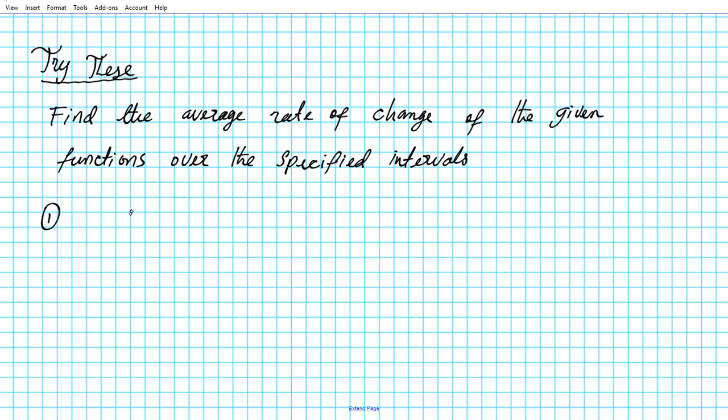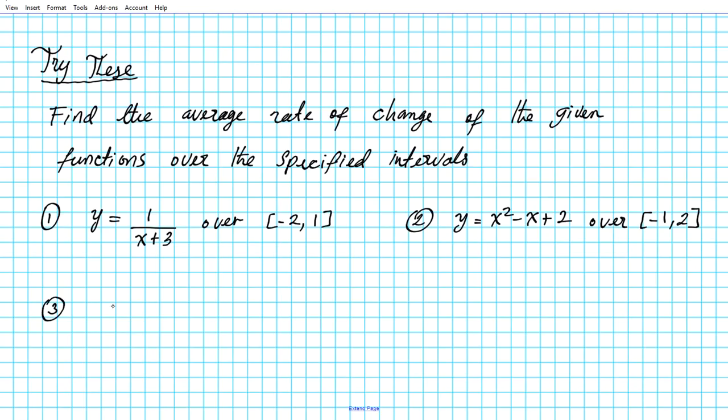Alrighty, so question number 1. Let's say we have the function y equals 1 over x plus 3 over the interval -2, 1. Number 2, what if you have the function y equals x squared minus x plus 2 over the interval -1, 2. Number 3, the function y equals -x squared minus 1 over the interval 0, 1. And number 4, the function y equals -1 over x plus 3 over the interval -2, 1. Go ahead and pause the video at this point. Try out these problems. When you're done, click on the playback button to see what the answers are.